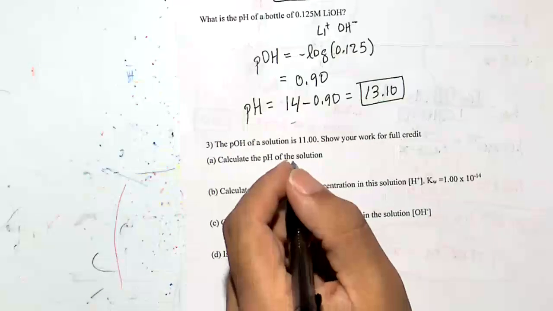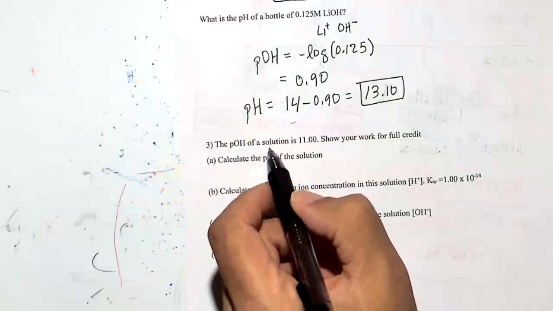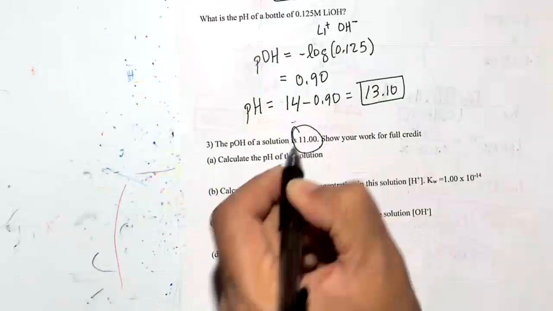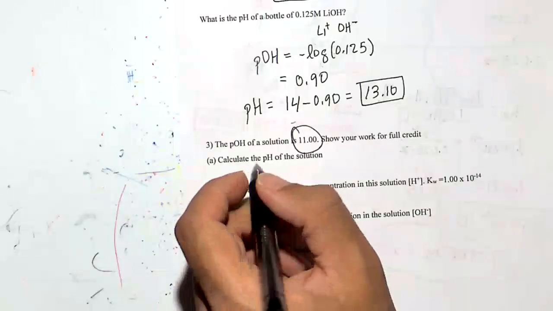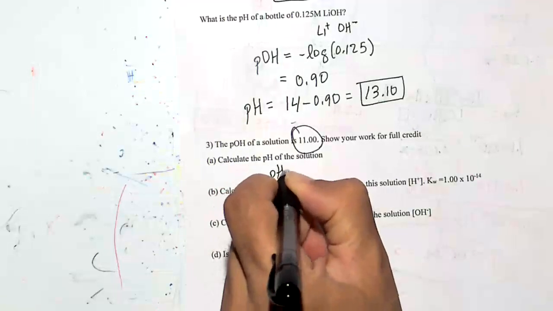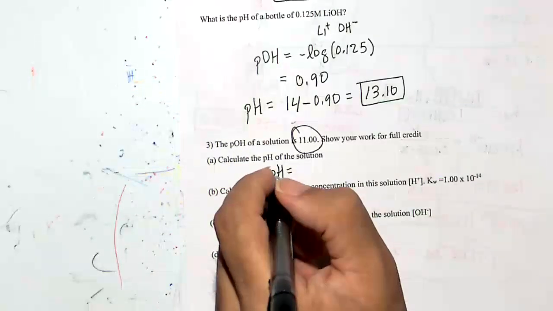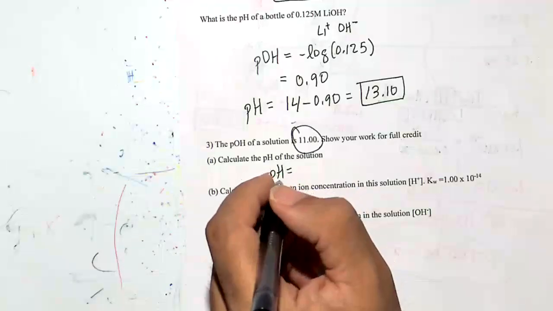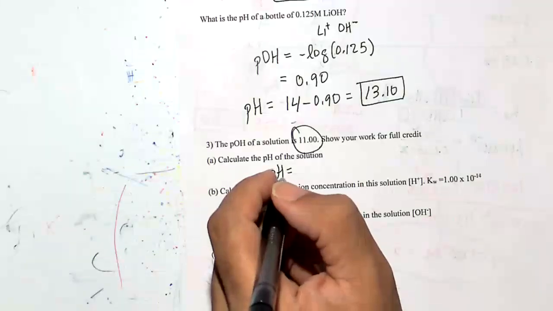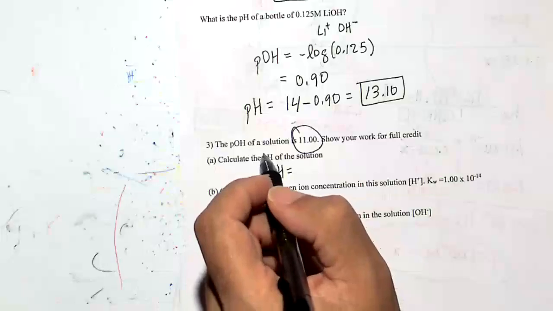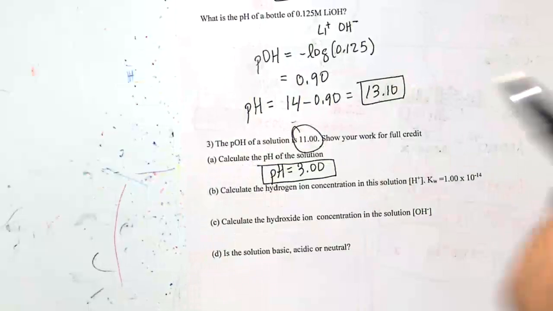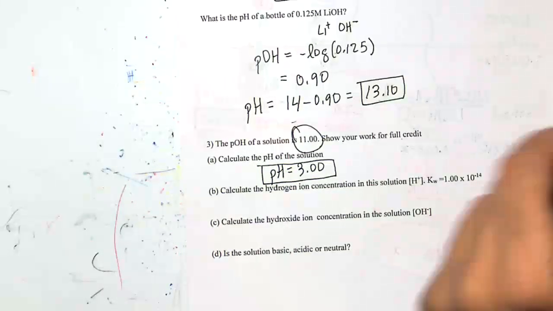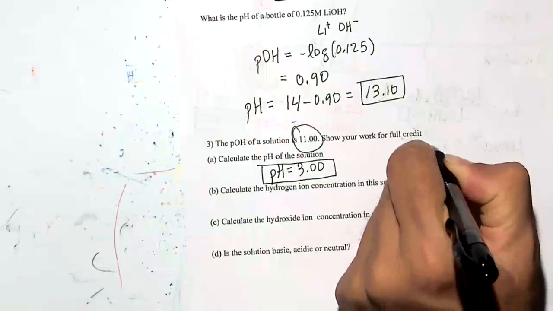How about this one here? A similar type of problem will be on the test. It's telling us the pOH, the power of the OH, is 11, and it's asking us to calculate the pH of the solution. This should be easy. What's the pH of the solution? If the pOH is 11, what's the pH? Very good, 3, because pH plus pOH is equal to 14.